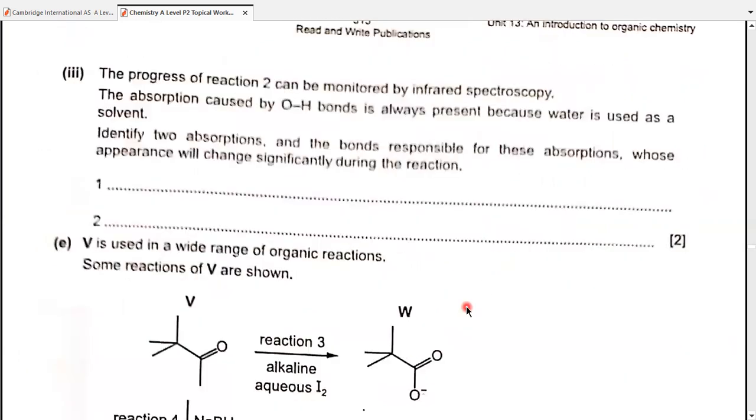Okay, moving on. Number 3. The progress of reaction 2 can be monitored by infrared spectroscopy. The absorption caused by OH bonds is always present because water is used as a solvent. Identify 2 absorptions and the bonds responsible for these absorptions, whose appearance will change significantly during the reaction.